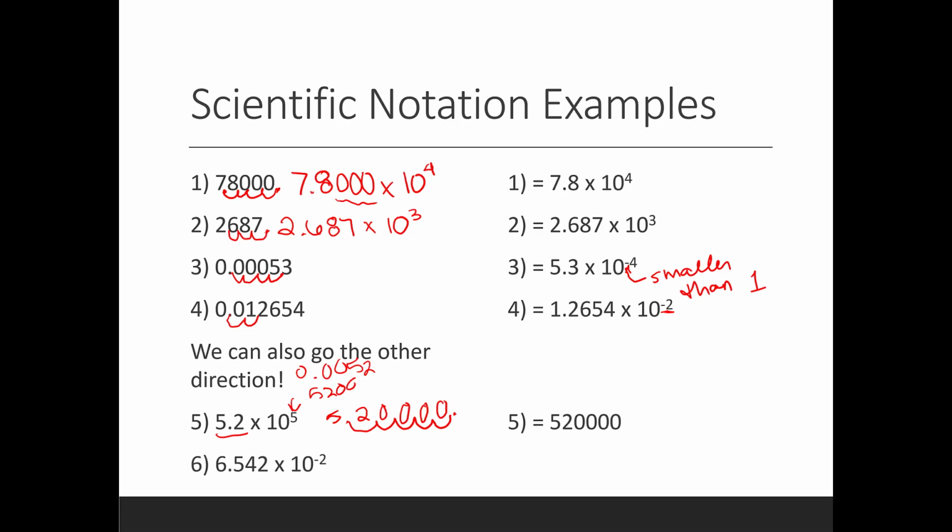Let's do one that has a negative exponent. So here I have 6.542, so I'm just going to rewrite the coefficient. The exponent is negative, so I need zeros before the 6 here. So I'm going to have to move my decimal to the left, and I'm going to move it to the left twice. 1, 2. So now my decimal is here. I'm going to fill this in with zeros, and my answer is 0.06542.